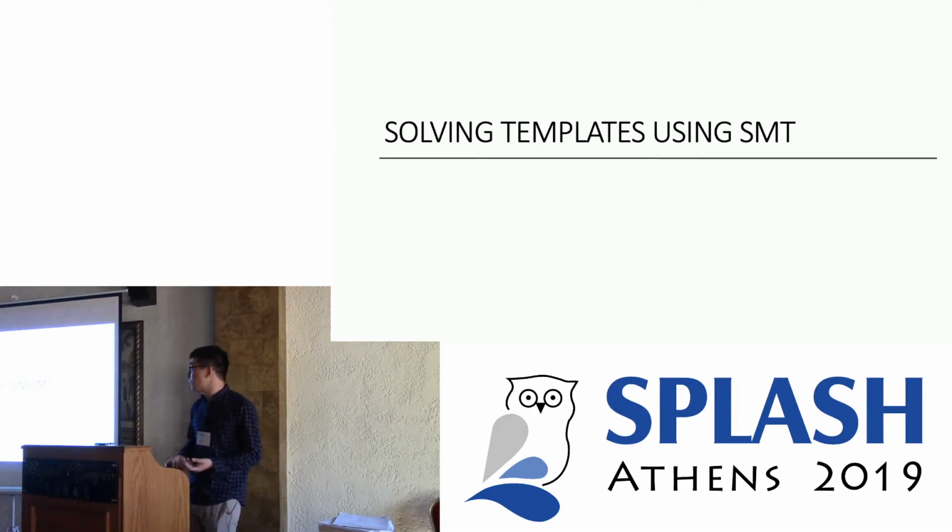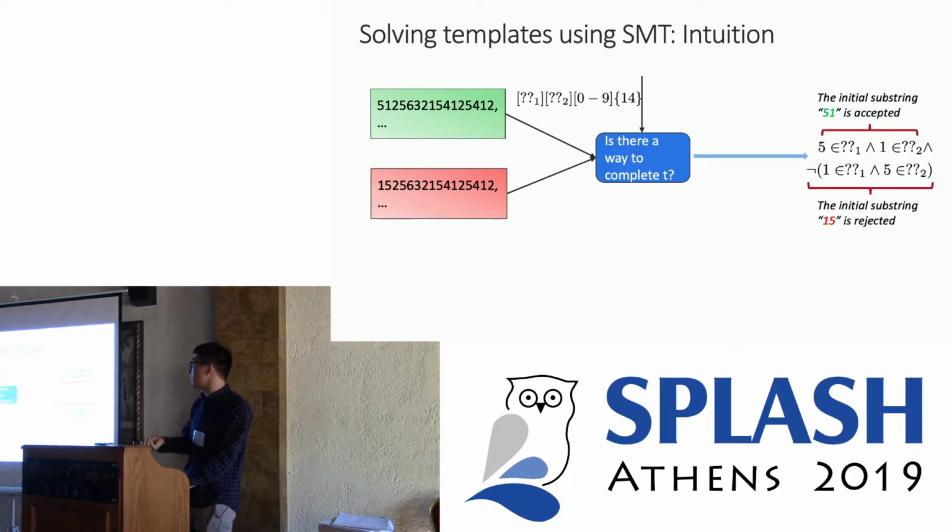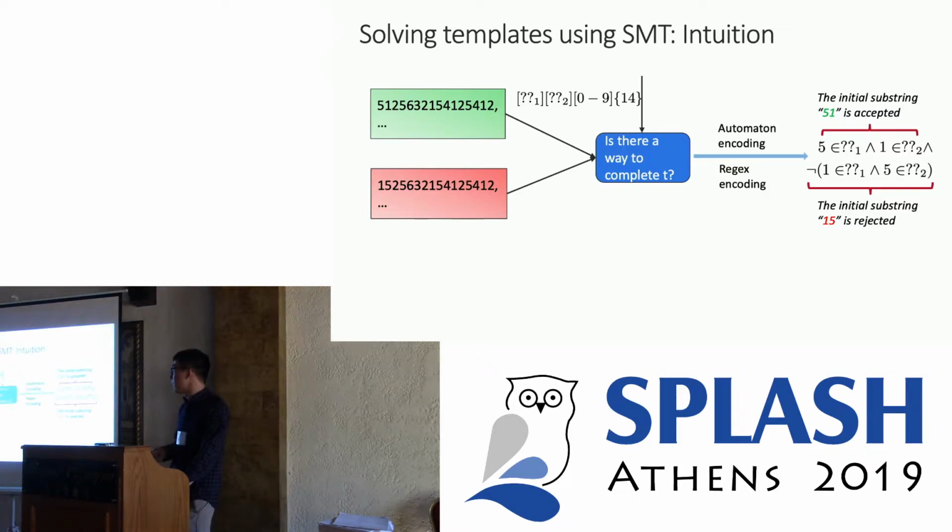And now we are ready to describe how we are going to solve templates using SMT solvers. Intuitively, for this example, we will generate two constraints. The first constraint says that the initial substring phi1 that appears in the positive example should be accepted by hole 1 and hole 2 correspondingly. And similarly, the initial substring phi 1.5 in the negative example should be rejected. And we will generate such constraints using automata-based SMT encoding and regex-based SMT encoding.